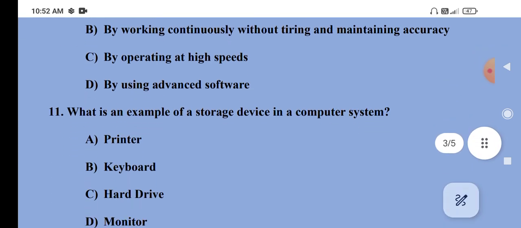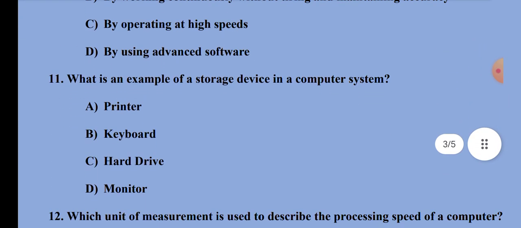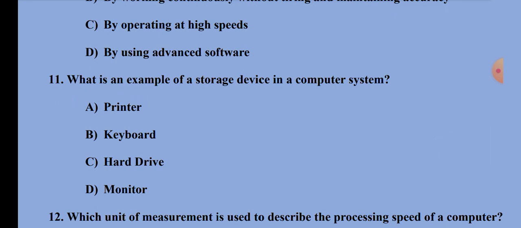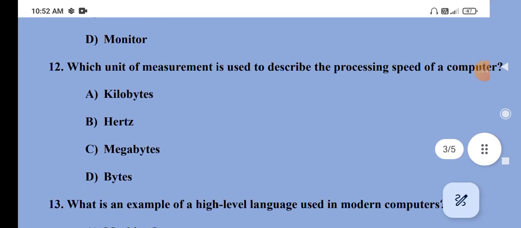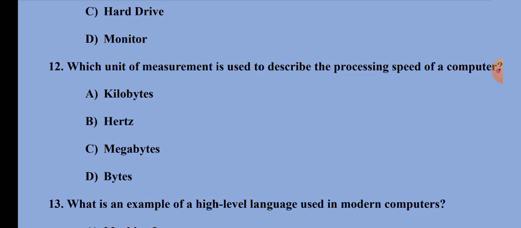Moving to our next question. What is an example of a storage device in a computer system? We have four options: printer, keyboard, hard drive, monitor. The right option is hard drive. A hard drive is a storage device. It is used to save data and files on a computer. So the right option is hard drive.